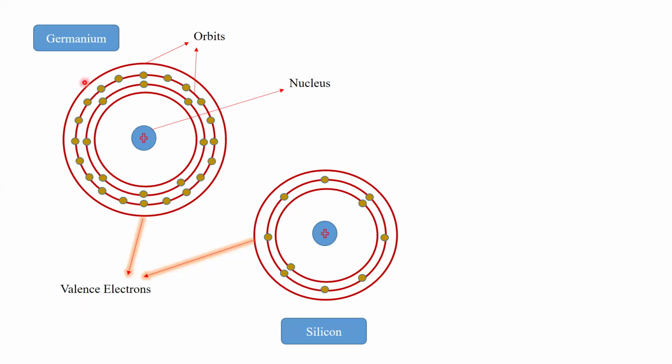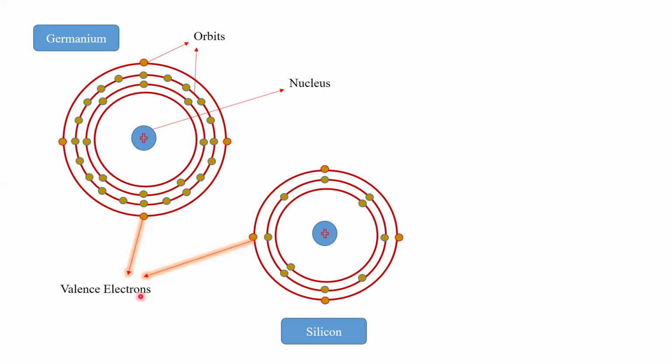Now, as I said, in the outermost shell in both of these, we haven't shown any electrons available. However, there are electrons, as I said, and they are called valence electrons. So let us see what those electrons are. You see that there are four electrons in the outermost shell for the germanium atom. And there are four electrons, 1, 2, 3, 4, in the outermost shell or orbit for the silicon.